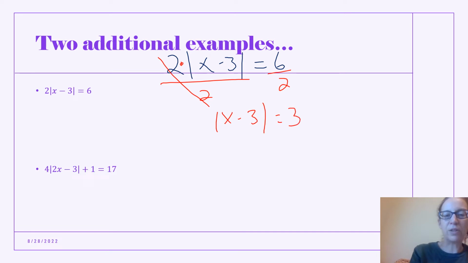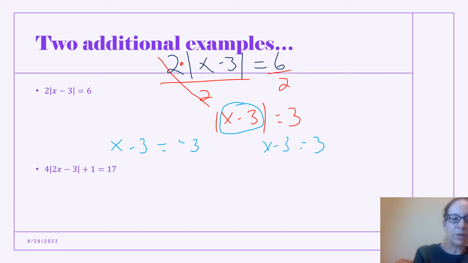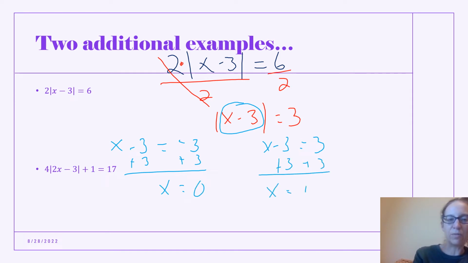6 divided by 2 is 3. And then you start asking yourself, okay, what has that absolute value of 3? Oh, that's right, -3 and +3. What might be equal to -3 or +3? X minus 3. And so over here, we will add 3, and we'll get x is equal to 0. And here we'll add 3 and get x is equal to 6.